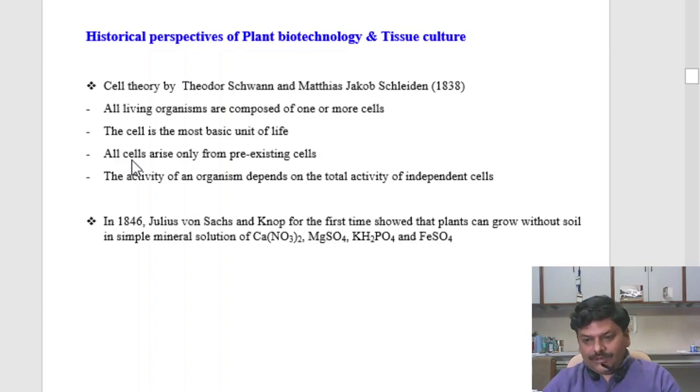So in this solution, all these six, seven elements are provided in the different forms of salts, such as calcium and nitrogen provided by calcium nitrate, magnesium and sulfur provided by magnesium sulfate, potassium and phosphorus provided by potassium dihydrogen phosphate, and iron and sulfur again provided by ferrous sulfate. So what they showed at that time is that even if soil is not there and you have a solution of these basic salts, plants can grow.